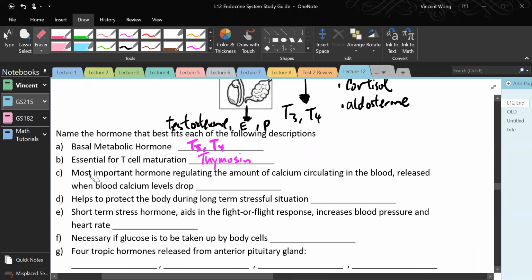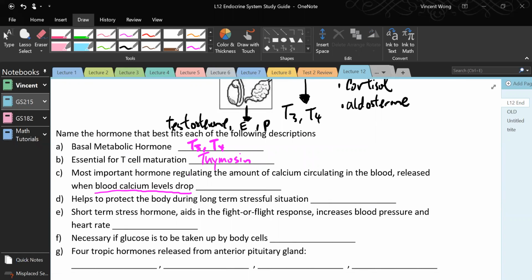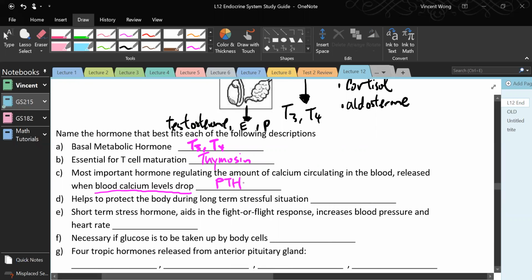Next one. Most important hormone regulating the amount of calcium circulating in the blood. It is released when blood calcium levels drop. Which one is this? You guys want to help me out? Is it calcitonin or is it PTH? Okay. When blood calcium level drops, do you release calcitonin or PTH? What does your note say? Yes, it is PTH. Very good.